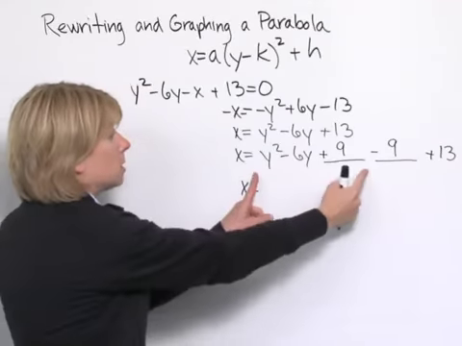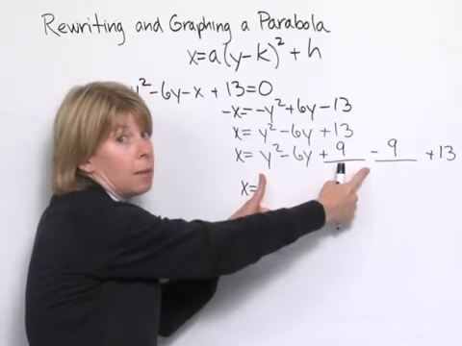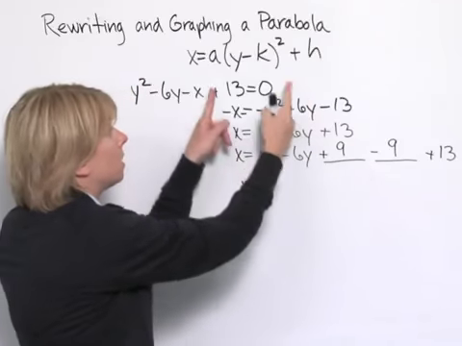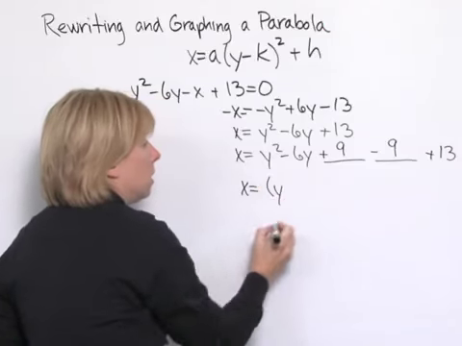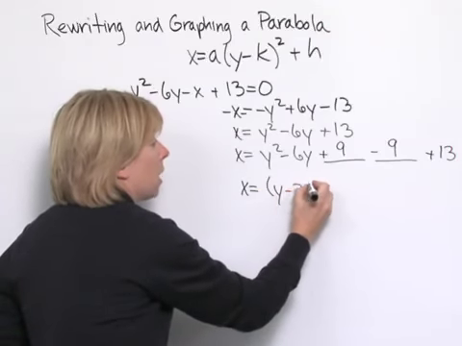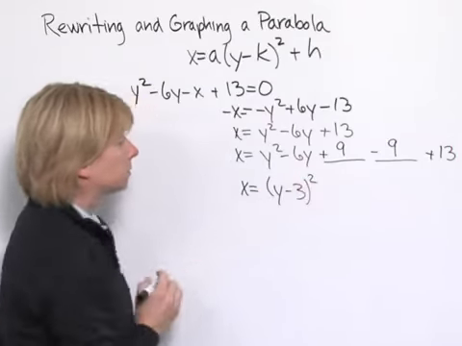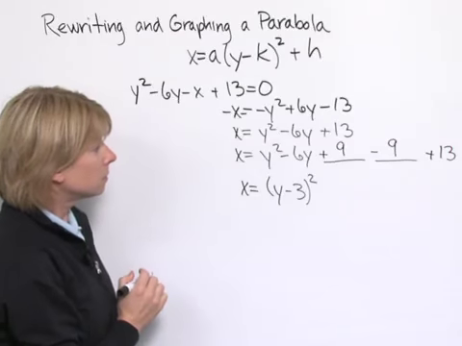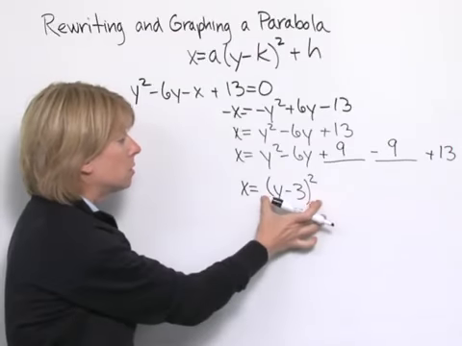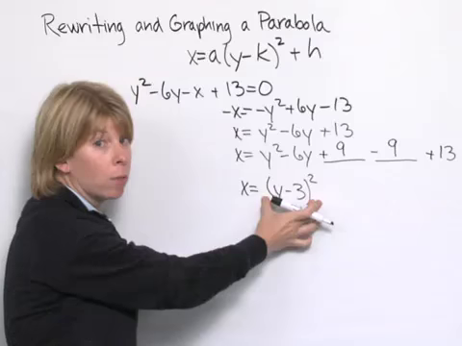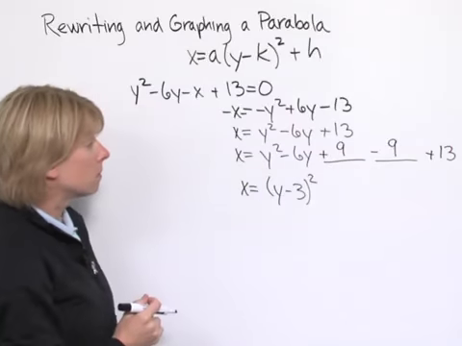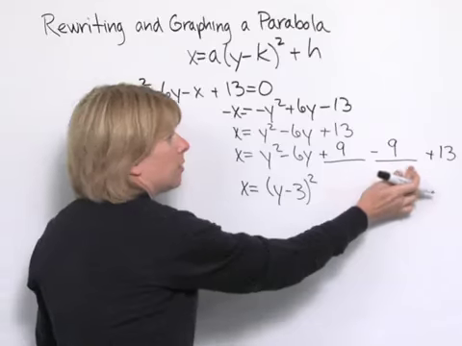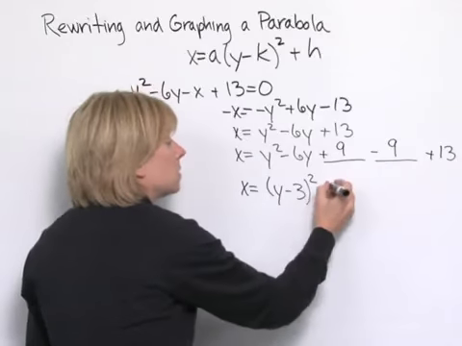Now I can write y squared minus 6y plus 9 as a binomial squared, and I get (y minus 3) squared. And you can check that mentally. If you square y minus 3, you get y squared minus 6y plus 9. Negative 9 plus 13 is 4.